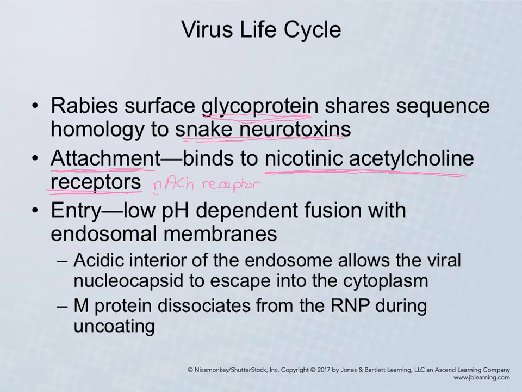And what we're going to see is following binding to the receptors, the virus is going to enter using a pH-dependent fusion with the endosomal membrane. It's going to be taken up by receptor-mediated endocytosis into the endosomes. In this acidic interior of the endosome, the nucleocapsid can now get out into the cytoplasm, and the M protein is going to move away from this little complex of the RNA and the N and the P and the L during this uncoating process. This summarizes some of the initial steps, and we can look at a figure on the next slide.